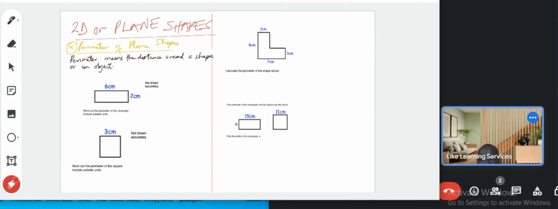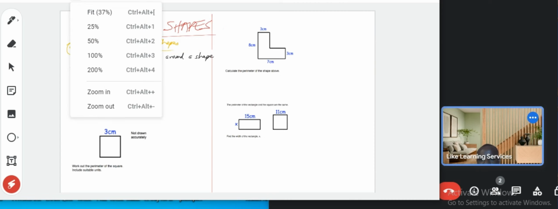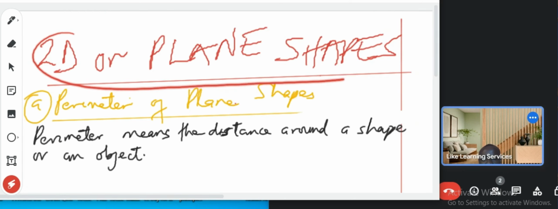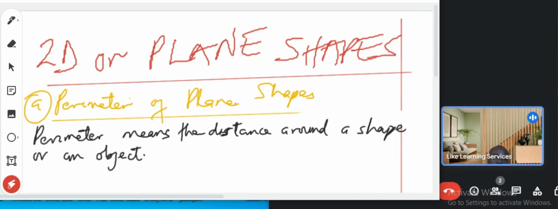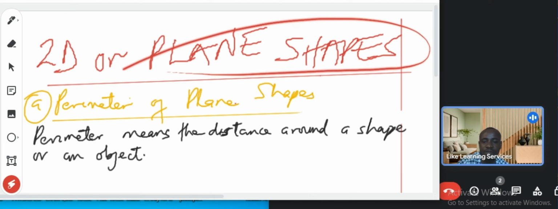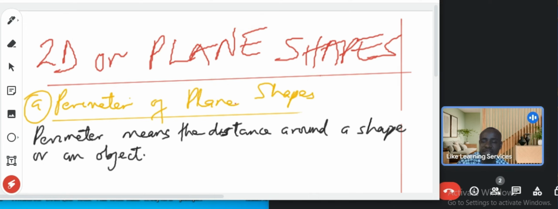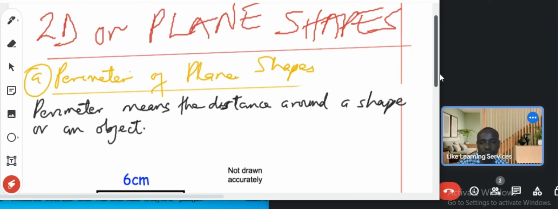So this is about perimeter of plane shapes. I told you that plane shapes are called 2D shapes, remember? Make sure you're speaking up. 2D shapes are plane shapes. For 3D shapes, we call them solids. 2D for 2 dimensions. A plane is just a flat shape. That's plane shapes. 3D shapes have 3 dimensions, so they are solids. You can feel them with your hand.